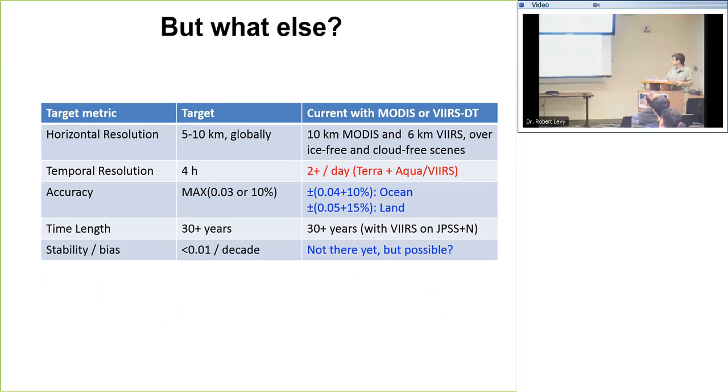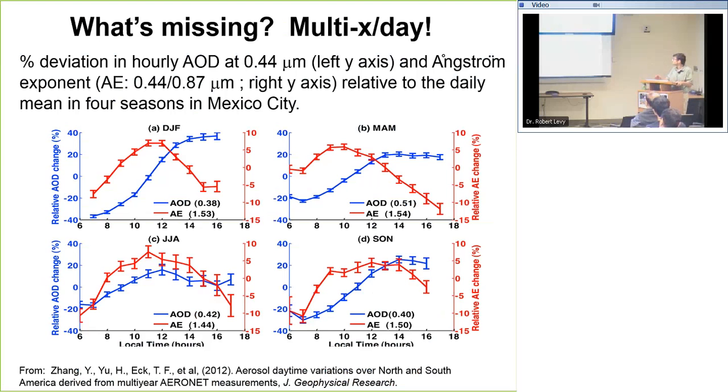And again, we're still stuck on this temporal resolution part. So what's missing? Multi-day. There are places in the globe where there's a definite diurnal cycle. Here we're taking optical depth at noon, and this is the relative change as a function of day. In this case it's Mexico City, showing optical depth and angstrom exponent. Just taking one or two measurements, let's say Terra here and Aqua here, is not going to give you that diurnal signal or that information.